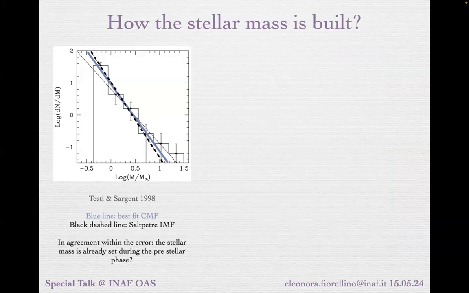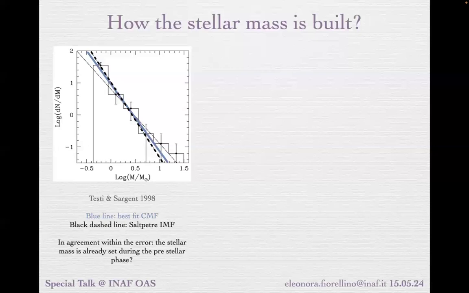This is the year when Testi and Sargent found that the slope of the core mass function, which is the statistical mass distribution of prestellar cores, and in particular the slope at the highest masses, was in agreement with the initial mass function, the statistical mass distribution of main sequence stars. So they interpreted this result as a hint that the main sequence stars' masses were already set during the prestellar phase.